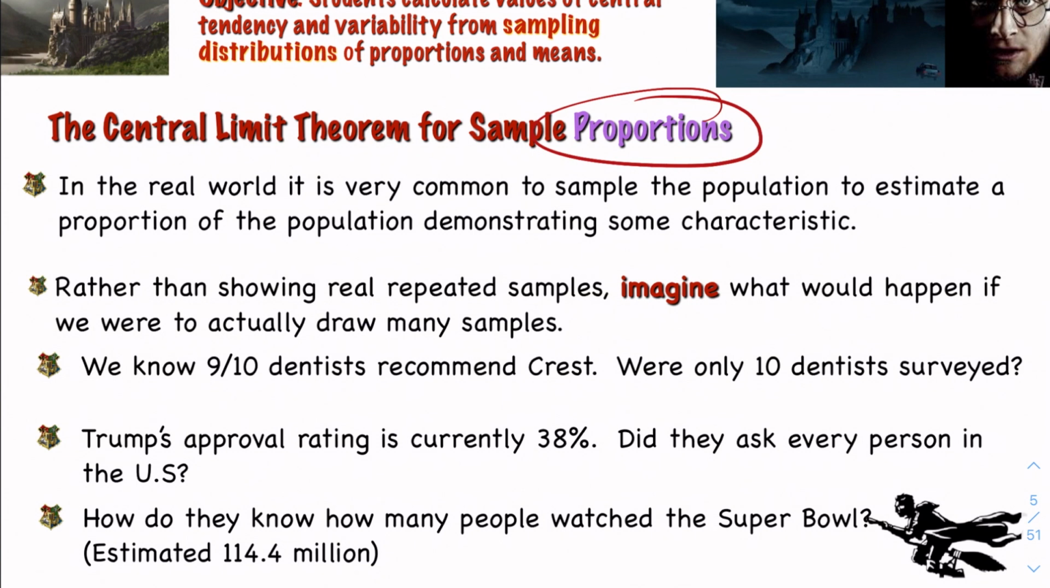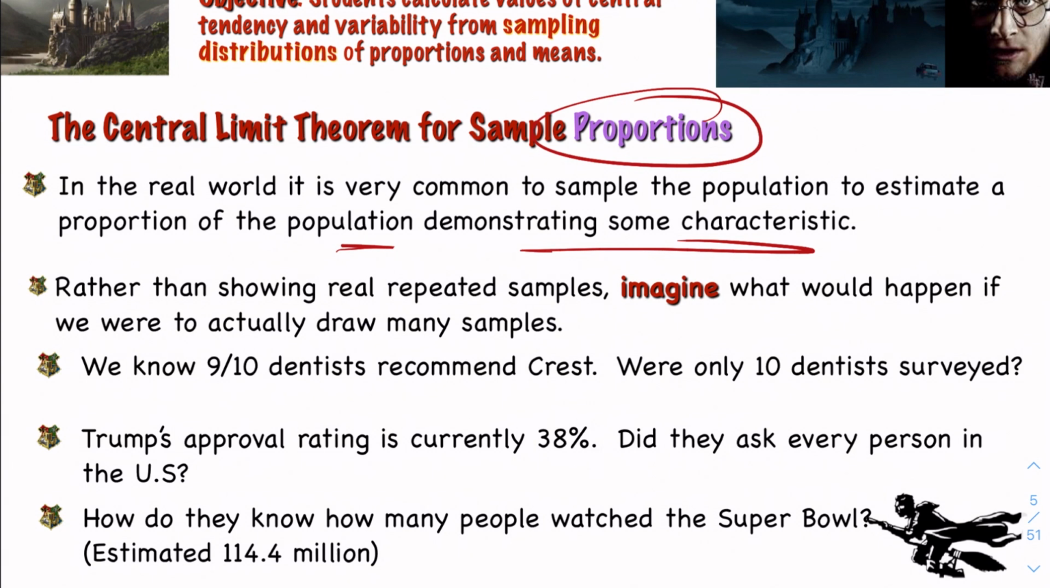So in the real world, it is very common to sample the population to estimate a proportion of the population demonstrating some characteristic. For example, if I want to figure out all of the lengths of the fish in a given lake, the best way to do that is go and actually measure all of the fish. But that's a really tricky thing to do, to actually take a census of the lengths of all of the fish. How do you know you have them all? And sometimes it's just impossible. So we will rely on sampling to then make an estimate about the true population proportion or population mean.